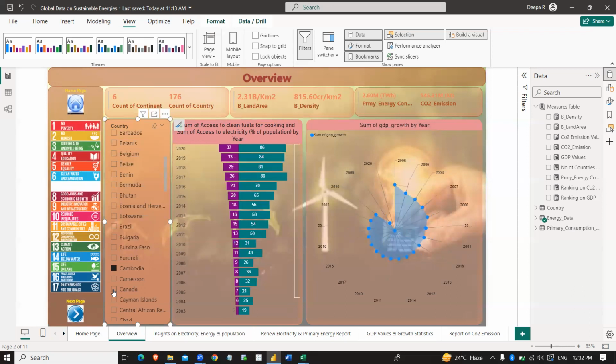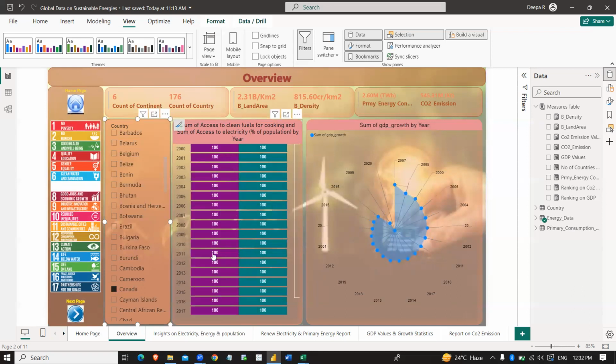Okay, so when it comes to Canada, we can see that 100% population is having access for both clean fuels and for electricity.